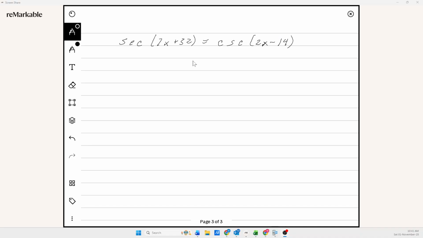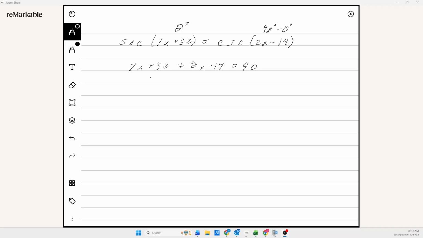All right, so once again, if this is my theta, and we'll do it in degrees, then this must be 90 degrees minus that theta. Yes? So these two added together have to be 90, so I get 7x plus 32 plus 2x minus 14 has to equal 90.